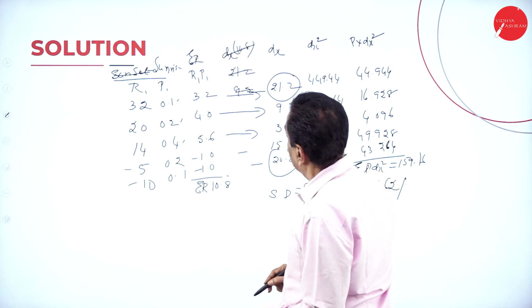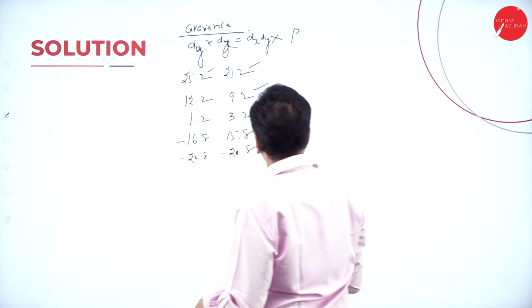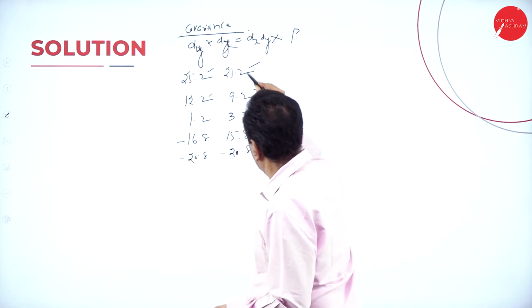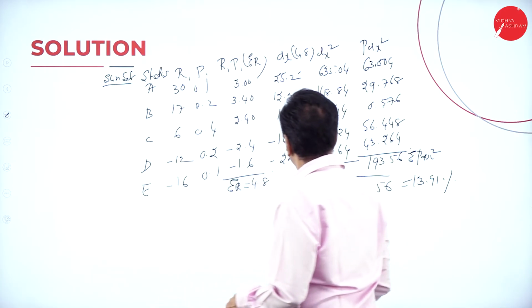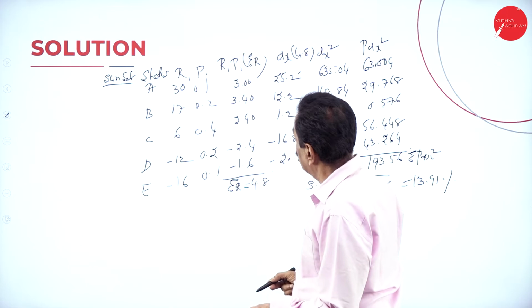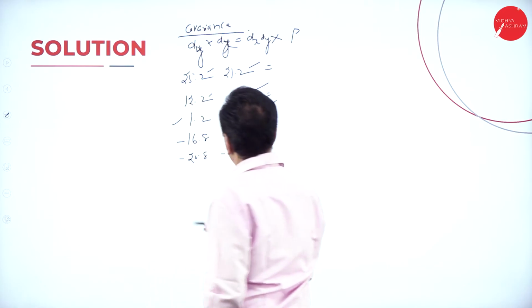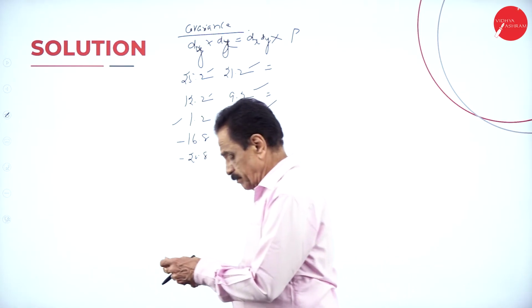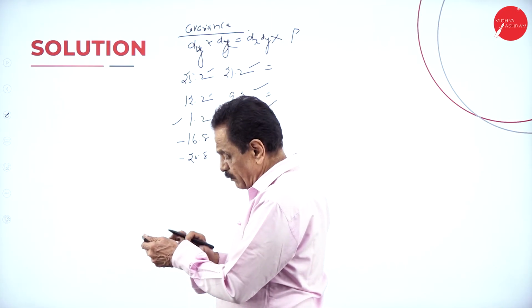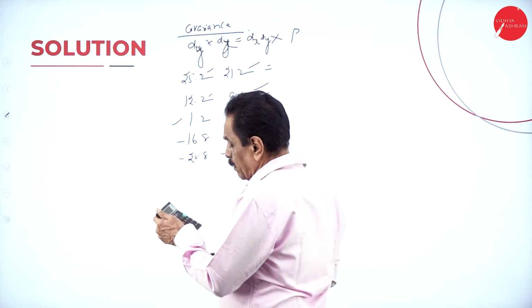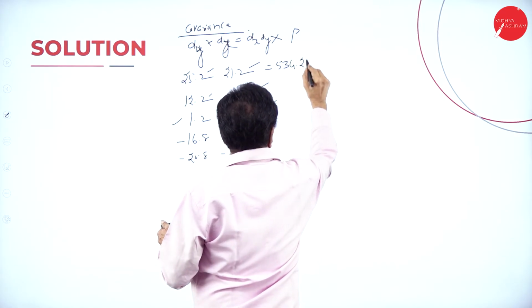20.8. Okay. Then sunset, your dx is 25.2, right? 12.2, right? Then 1.2, right? 16.8, right? 20.8. dx dy, multiply. 25.2 into 21.2, 534.24.